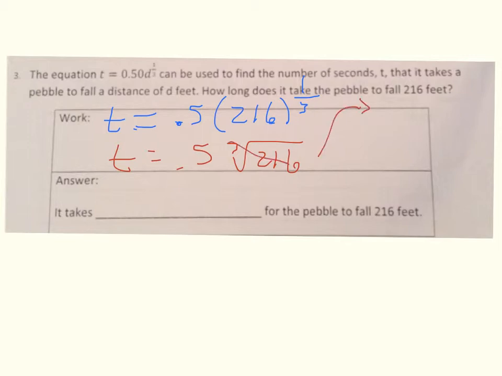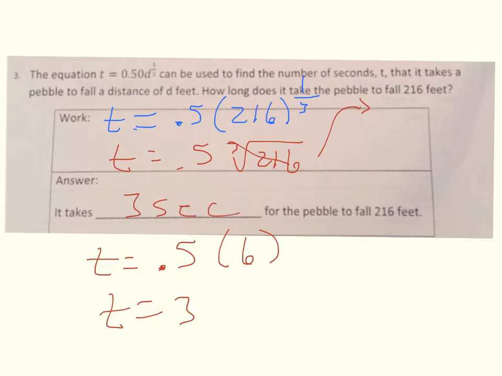And so what you end up, actually I'm going to write it down here. So t is equal to 0.5 times 6. And another name for 0.5 is half, so half of 6 is 3. And so therefore it takes 3 seconds for the pebble to fall 216 feet.